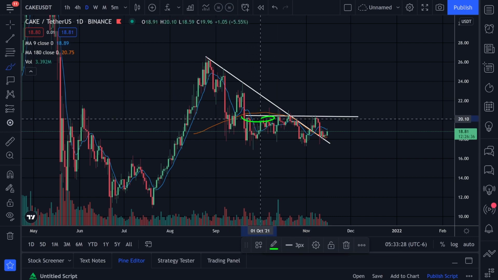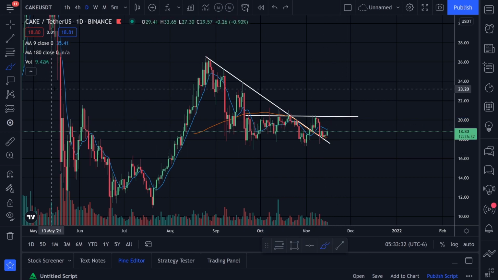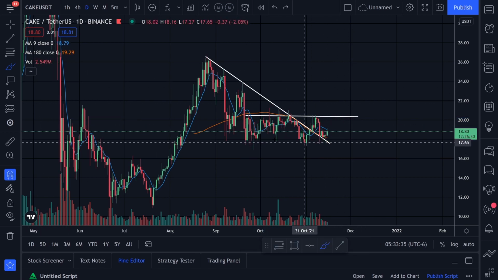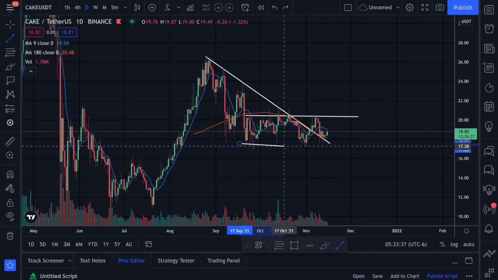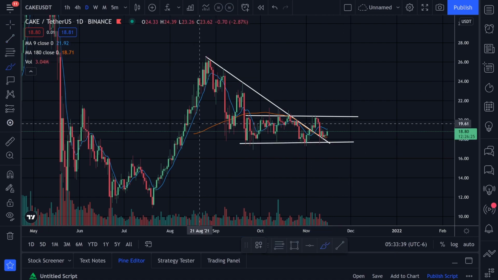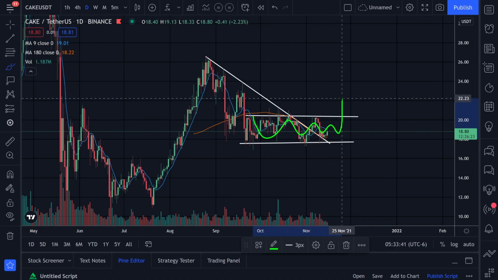We've got resistance all in this area right here. Every time we come up to this line, we get rejected and come down. The other thing I'm looking at is we have support right here. Let's do another bottom support line like this. And I think in general, we're in this little channel pattern waiting for a breakout to the upside or to the downside.